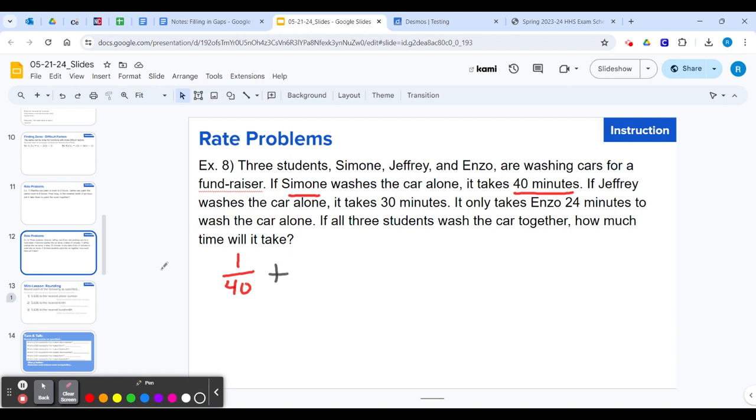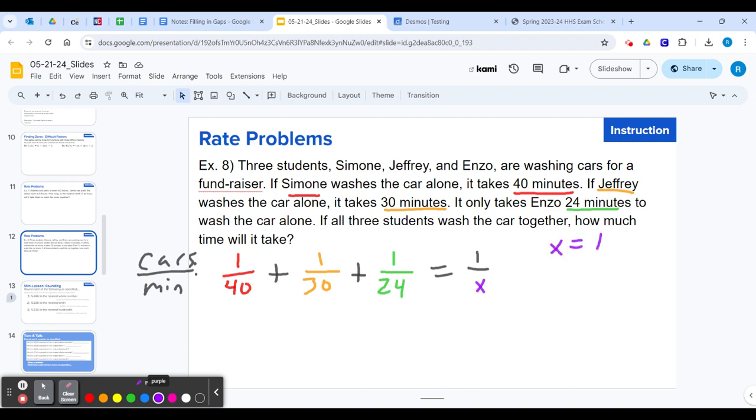I'm going to make a quick note of that. We are doing cars per minute here. I know Jeffrey takes 30 minutes, so 1 over 30 for Jeffrey. And I know Enzo takes 24 minutes, so 1 over 24 for Enzo. And if we add all of these up, we are going to get 1 car over x minutes, where x is the time together.